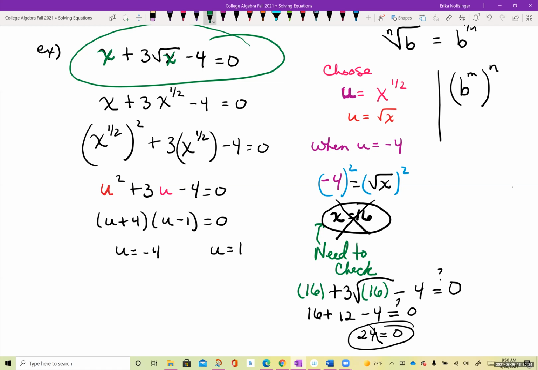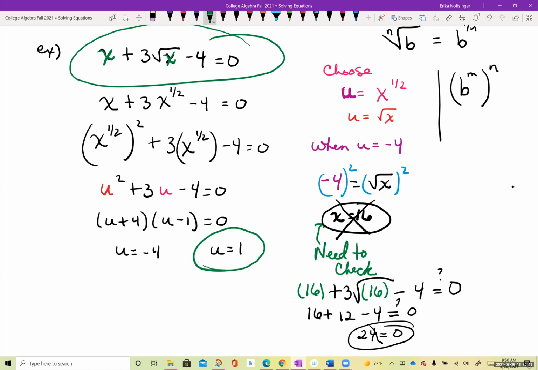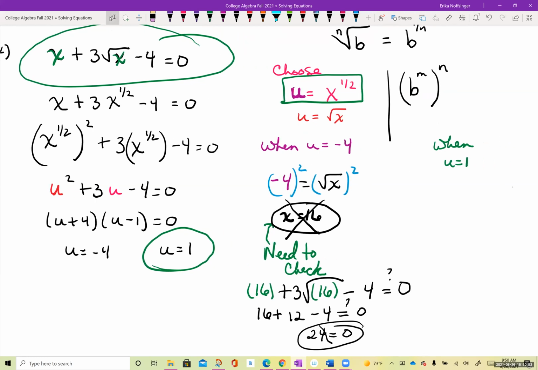And I also need to find the solution when u is 1. So I'm going to do the same thing and plug it into what u was. So when u equals 1, in this case we would have 1 equals x to the 1/2. We can square both sides. We get x equals 1 squared, which is 1.